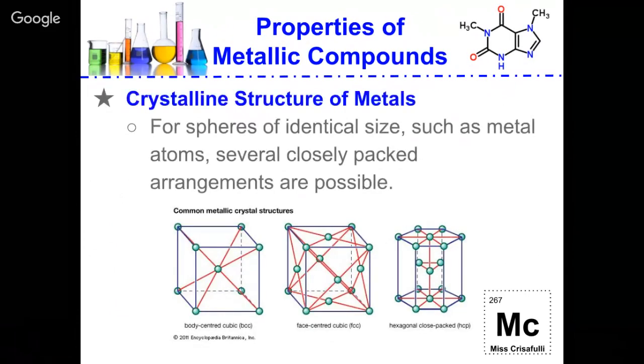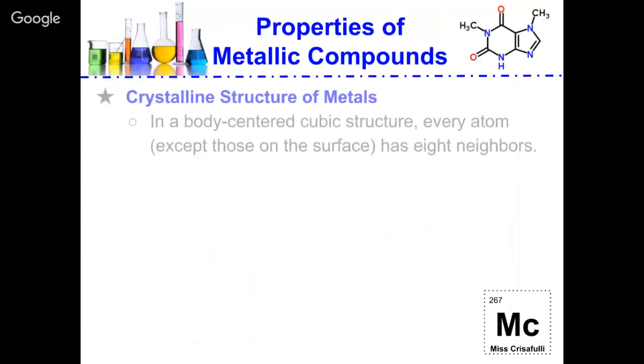So now let's talk about the crystalline structure of metals. For spheres of identical size, such as a metal atom, several close packed arrangements are possible. So we're going to talk about common metallic structures right here, and there are three that I want you to be aware of. The first one is called a body-centered cubic structure.